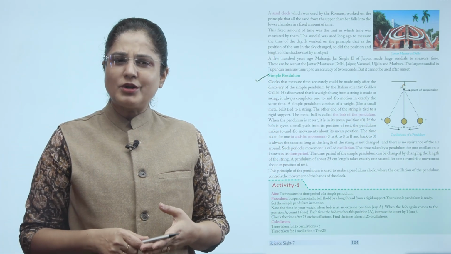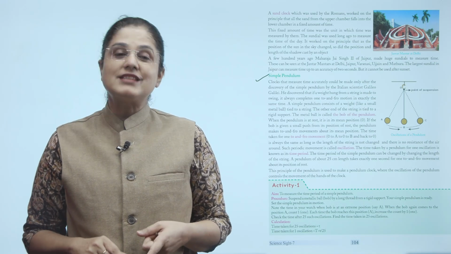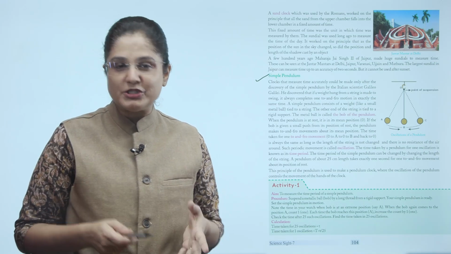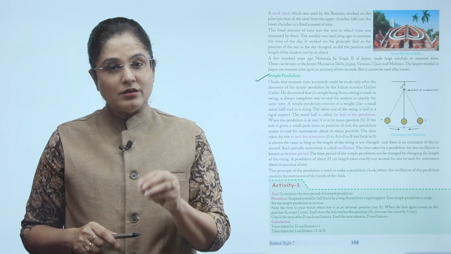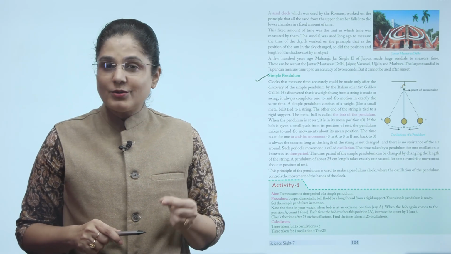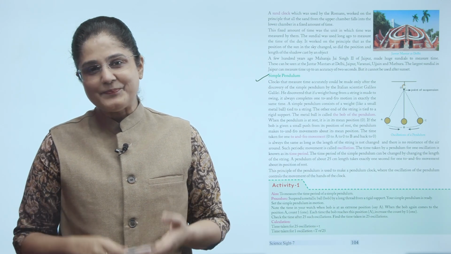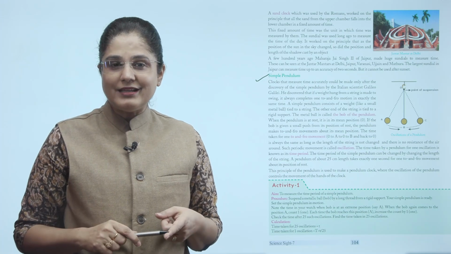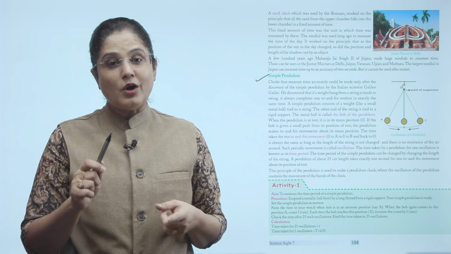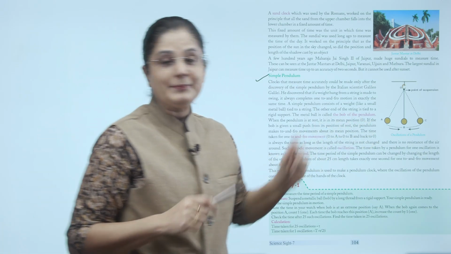So, let's do an interesting activity here. The aim is to measure the time period of a simple pendulum. We need to suspend a metallic ball or bob by a long thread from a rigid support. Your simple pendulum is ready. Now set the simple pendulum in motion. Note the time in your watch when the bob is at an extreme position, say A.